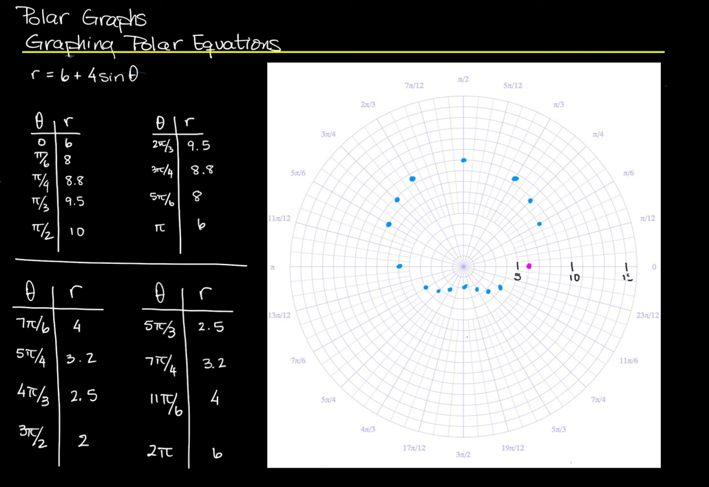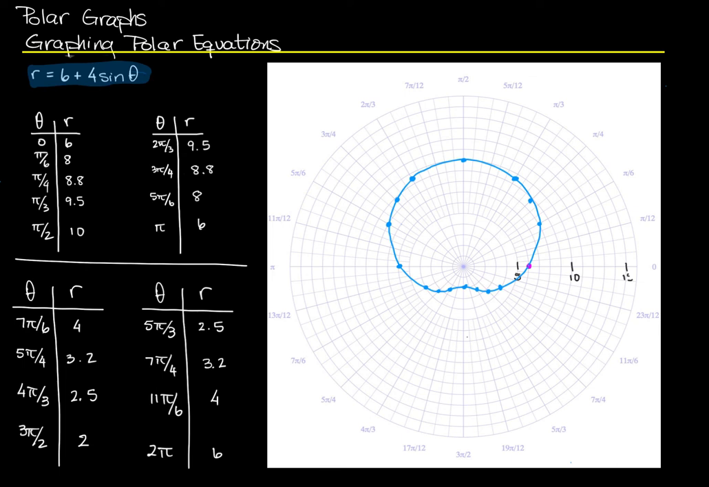So I'm going to start drawing here, and I try to connect the dots. I get something that looks like this. It's actually quite difficult to do, but I'm getting there. All right. That is the graph of r equals 6 plus 4 sine theta.